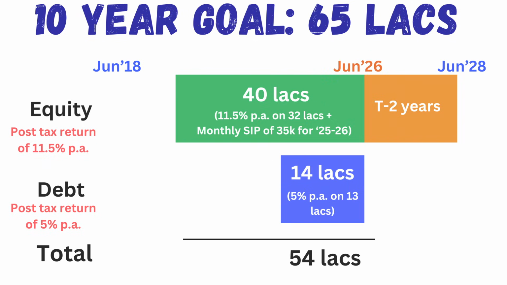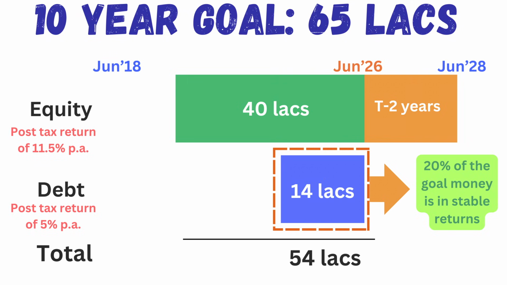And after 1 year, by June 2026, the equity balance grows to 40 lakhs, compounding at 11.5%, and debt funds have accumulated 14 lakhs. The total corpus comes to 54 lakhs. Do you notice what just happened? We didn't predict markets, yet the risk has already reduced. In June 2026, which is T minus 2 years, almost 20% of the goal money is in stable return debt funds.